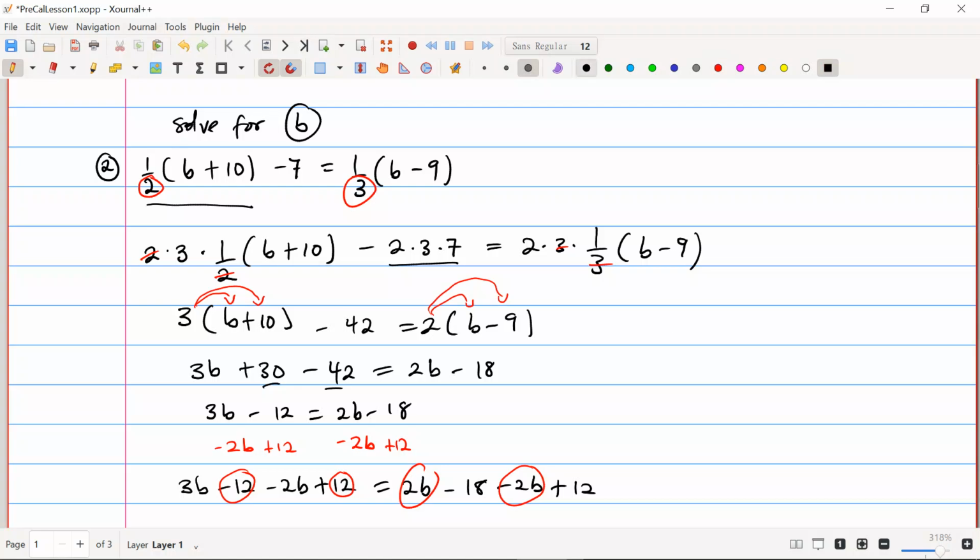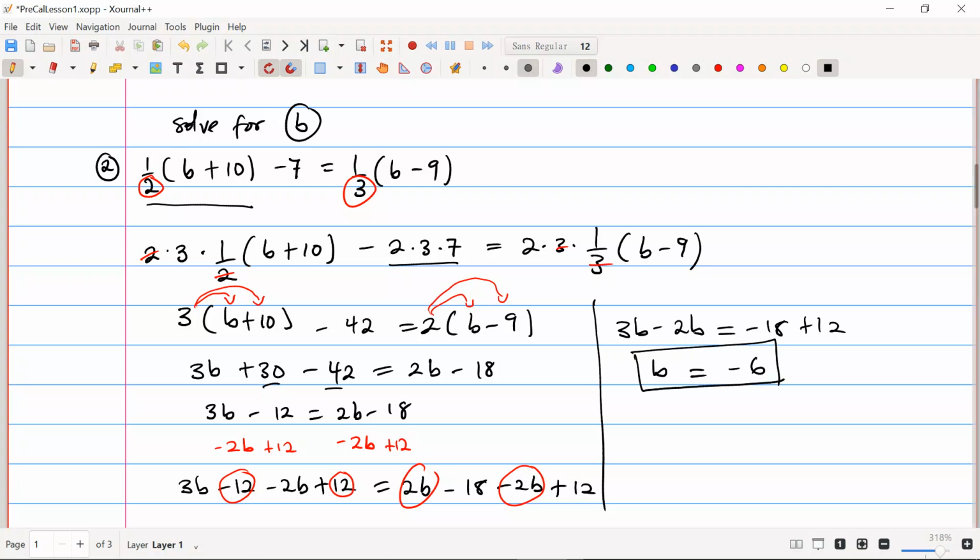So the next thing that you have is 3b minus 2b, and then on the other hand, you're going to have negative 18 plus 12, okay? So you have all the b's on one side. So then I'll have b equals negative 18 plus 12, which is negative 6, and that is my solution, right? So that is the solution to this problem.